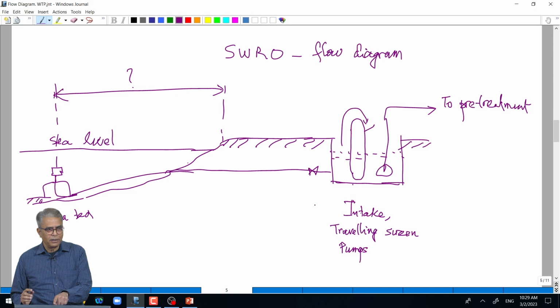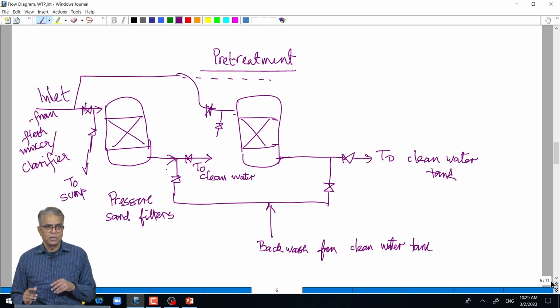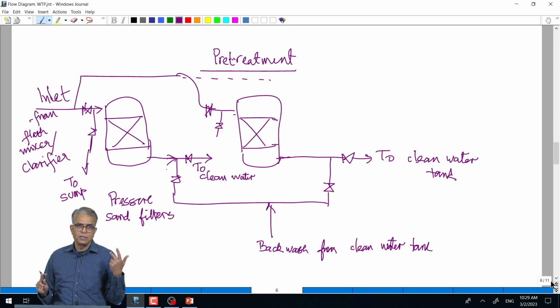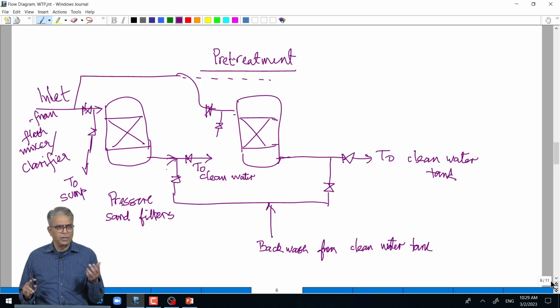Equivalent to our travelling screen, there are logs and floating matter, and still some tortoise and fish land up here. So, you have to catch them and put them back, then the water comes to the pipe and goes to the pre-treatment section. There, because it is flowing water most of the time, it is only turbidity that you worry about, you do not worry about the rest of it.